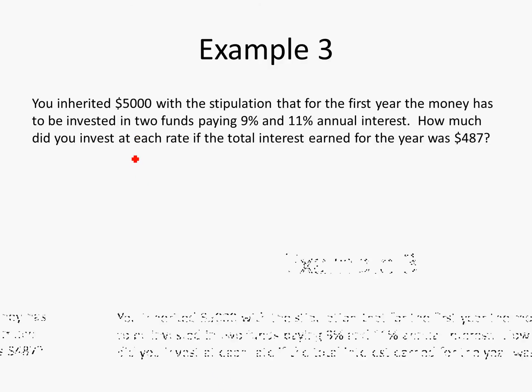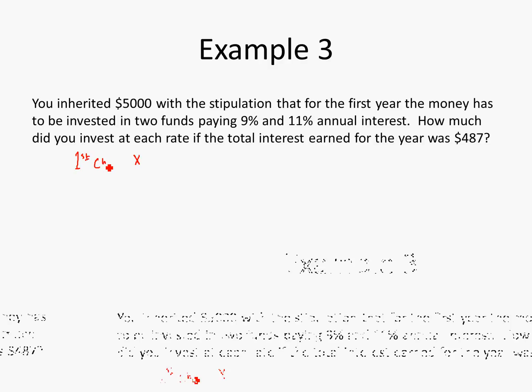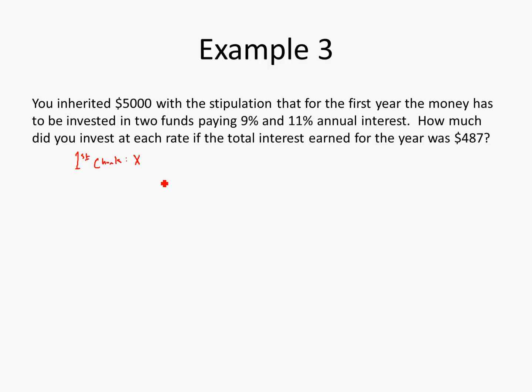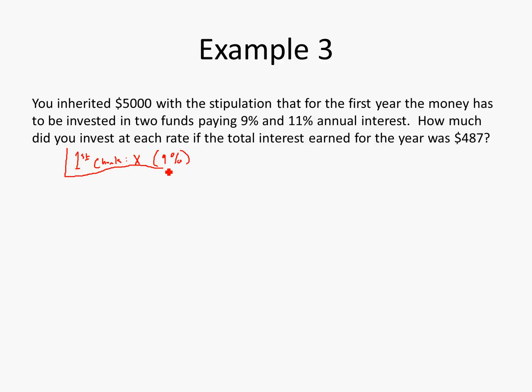Okay, so first of all, it's saying that we're going to get two chunks of money. Really, we got one big chunk of money, 5 grand, but the 5 grand had to get invested in two pieces. So let's call X the first chunk of money, and let's say that was the one that got invested at 9%. Okay, now this is just for us to know. And then the other chunk of money we'll call Y, and that got invested at 11%.